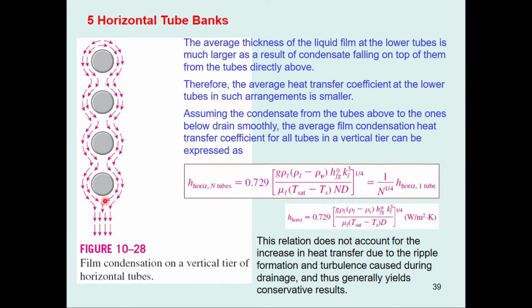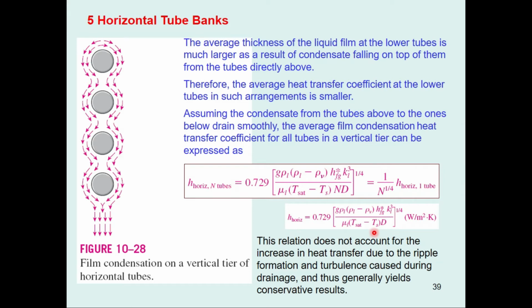But assuming that the condensate from the tubes above to the ones below drains smoothly, the average film condensation heat transfer coefficient for all the tubes in the vertical tier can be expressed as follows. We just assume that the liquid film is falling smoothly, so the thickness of the condensate film on the lower tube will not increase and it remains the same. So considering that the liquid is flowing smoothly over each tube, to determine the heat transfer coefficient we can use this formula.